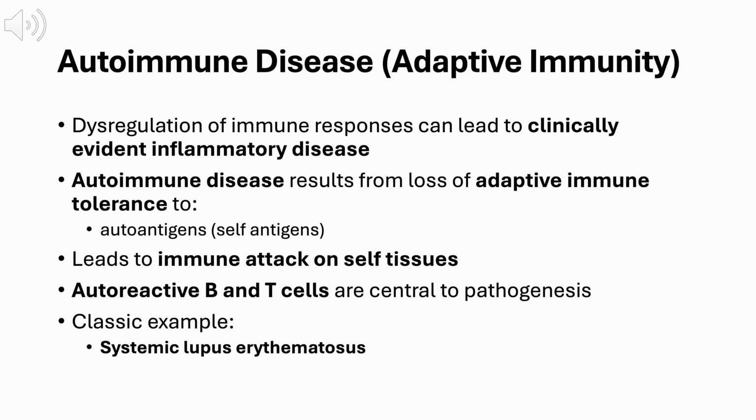A classic systemic example is systemic lupus erythematosus, in which widespread autoantibody formation and immune dysregulation can affect multiple organs, including the eye.